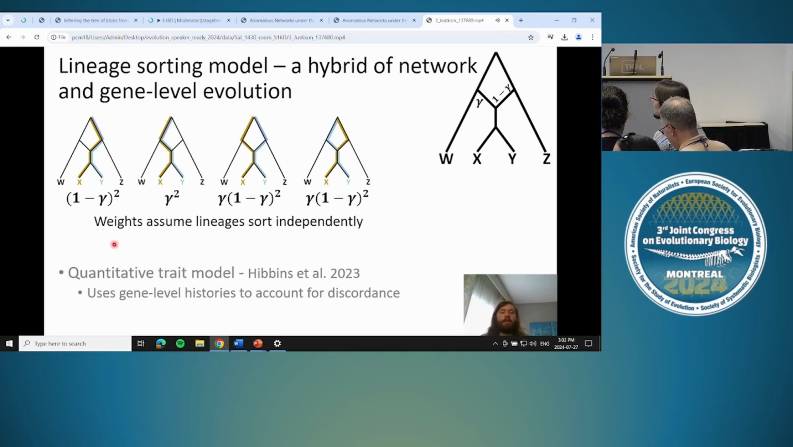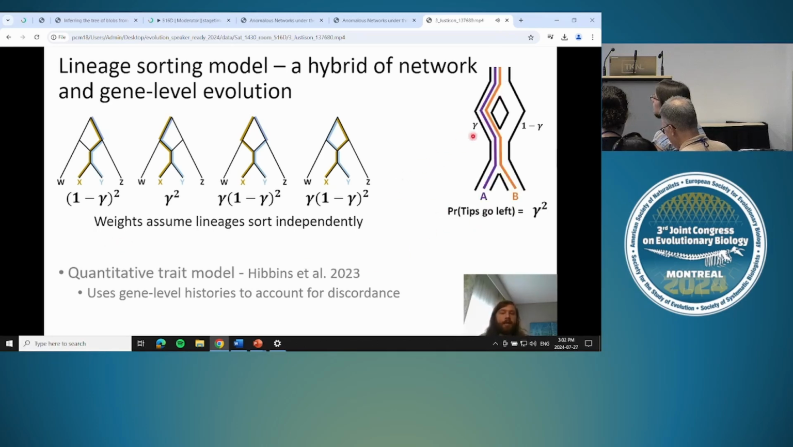However, one thing to note is that it's going to assume that lineages are sorting independently at a hybridization event. So when it comes to going left or right, it's going to assume that they are both going to be moving independently of one another.